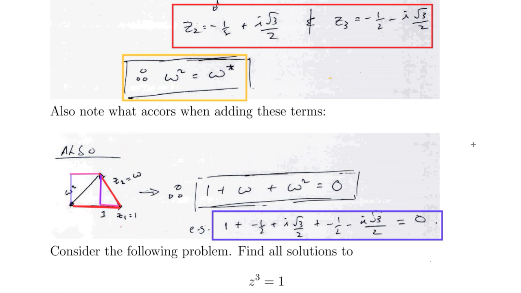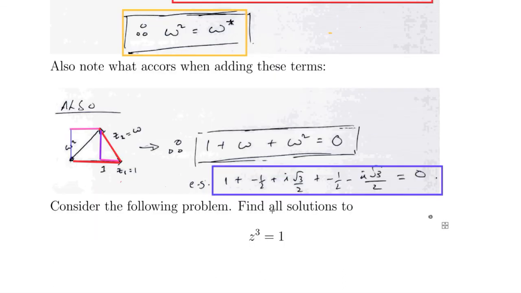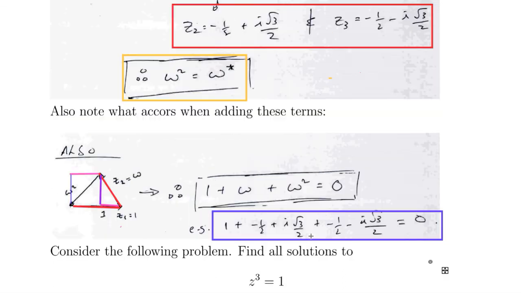Now, let's consider a problem. Let's throw into the problem. Consider the following problem. Find all the solutions to Z cubed equals 1. Now, we've technically gone through that.